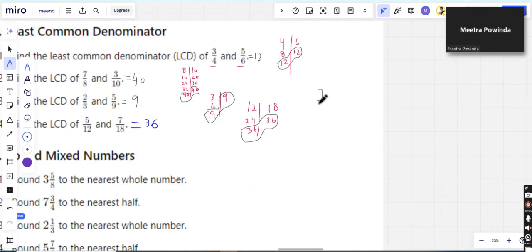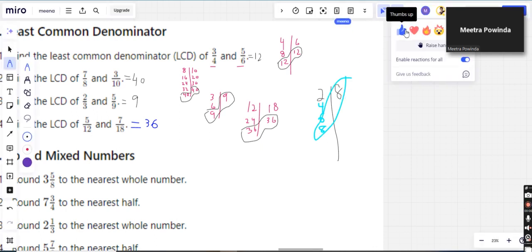So can you find it for 2 and 8? Hurry up, I'm right here. Good, good, good. I like it.